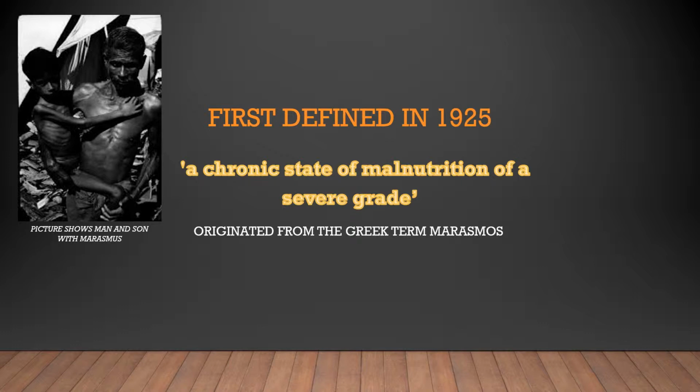Marasmus was first defined in 1925, a chronic state of malnutrition of a severe grade, originated from the Greek term marasmos. As shown in the top left corner, there is a man and his son suffering from this disease.